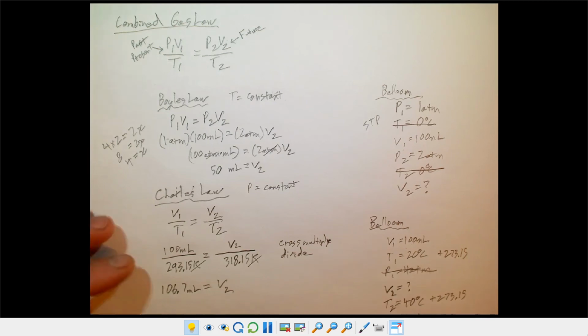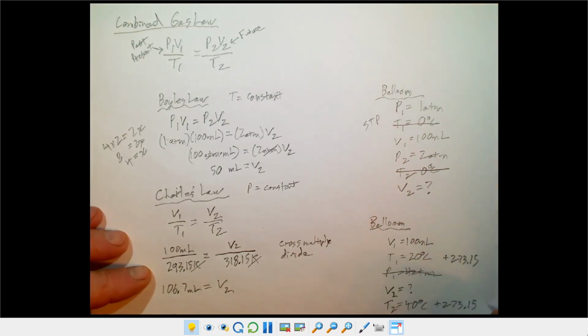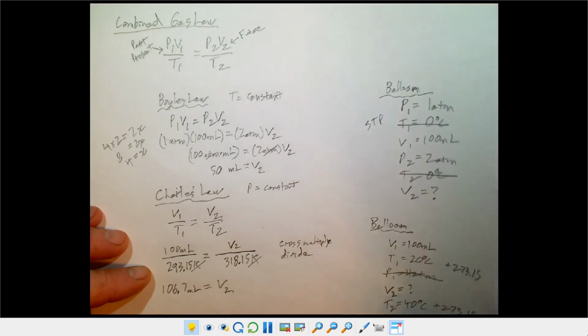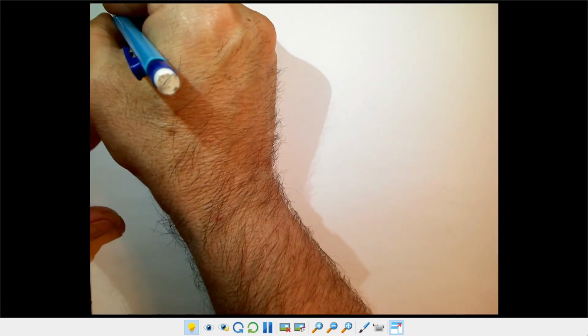All right. So now let's move on to the last piece that they talk about. And that last piece has to deal with something called the combined gas, or not the combined gas law, but the ideal gas law.